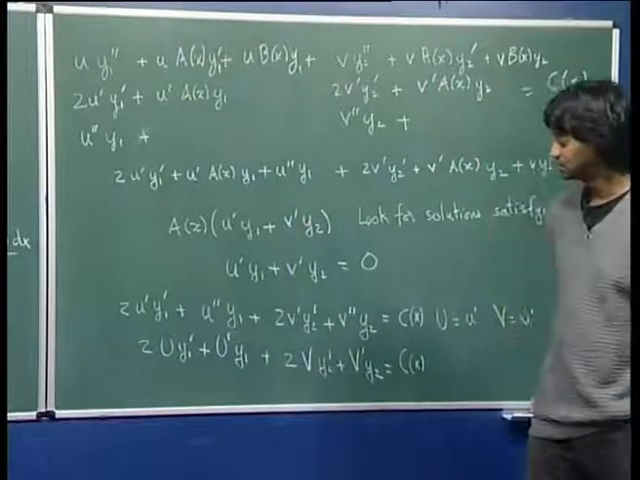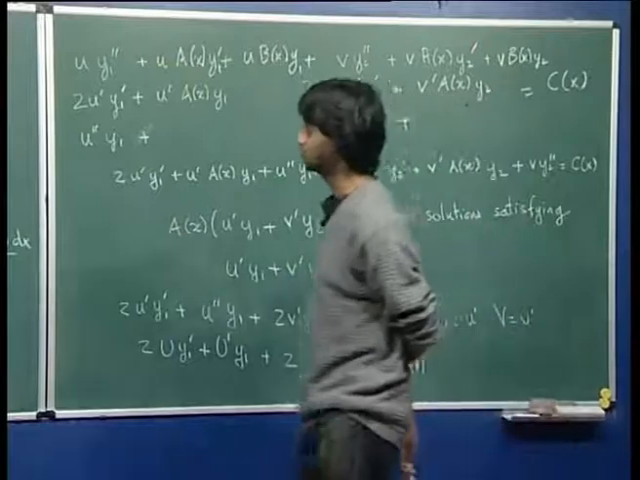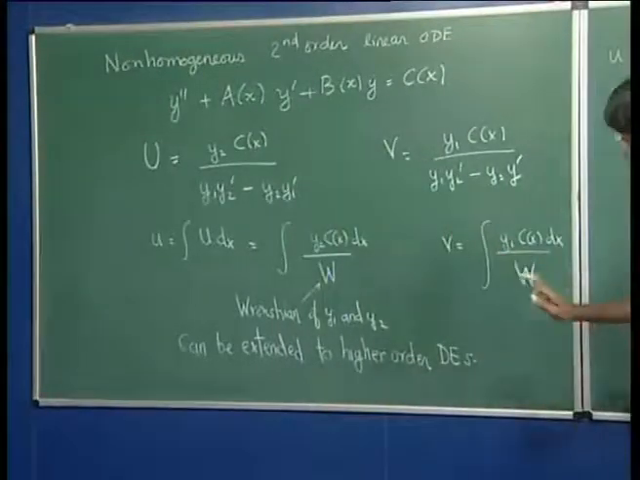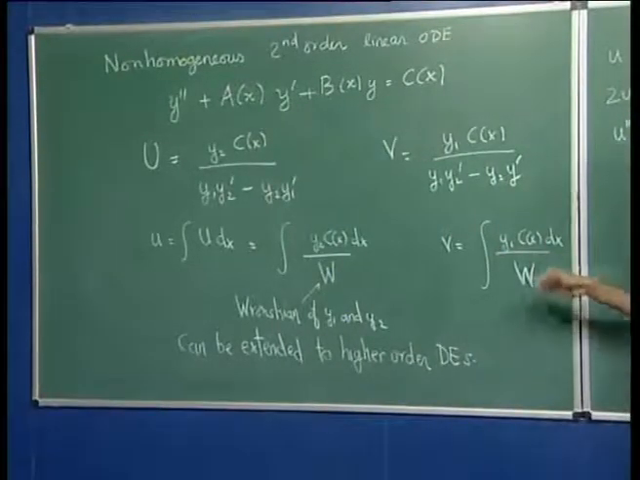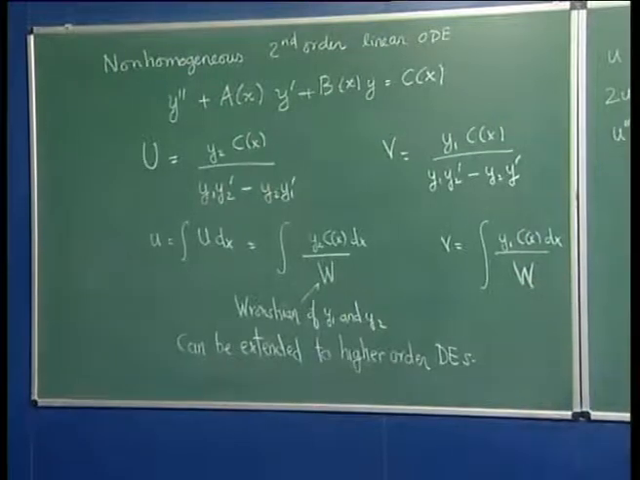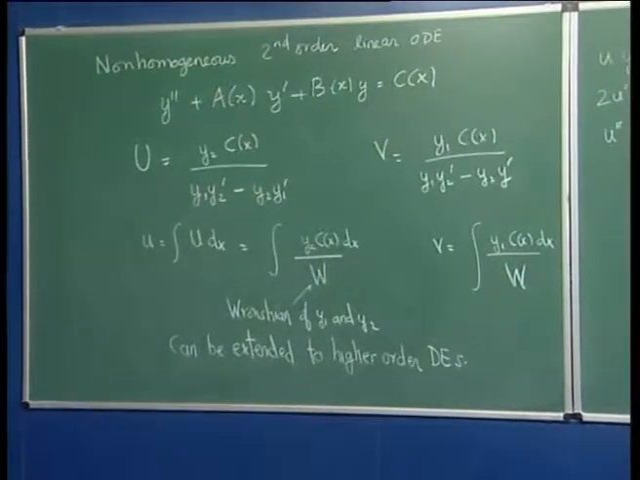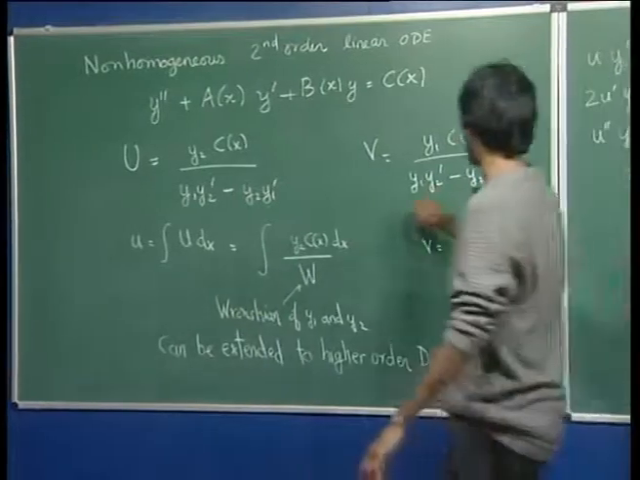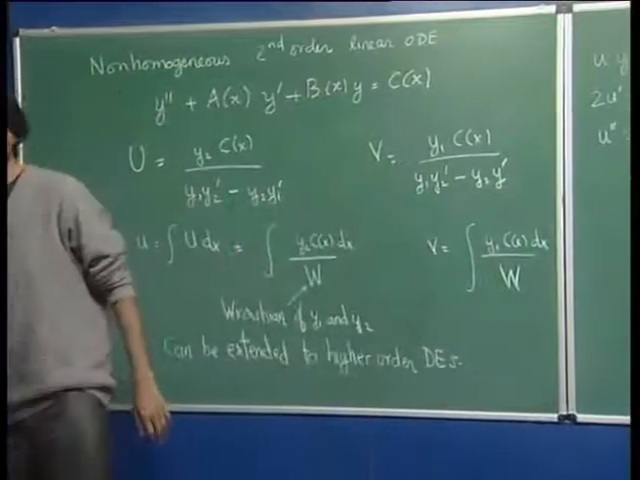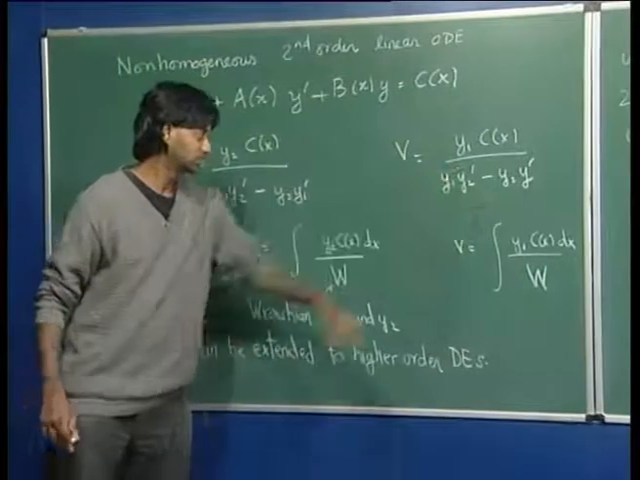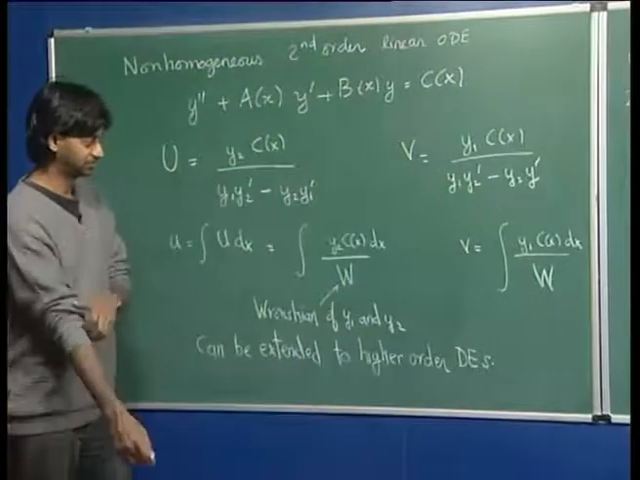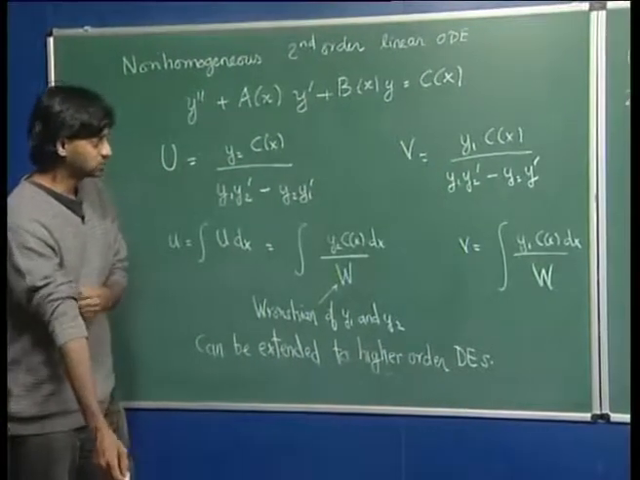In the higher order differential equations, typically you will have more than two basis solutions. So, your Wronskian will actually be a determinant of a matrix involving y 1 and y 2, and y 1 prime and y 2 prime. Okay.